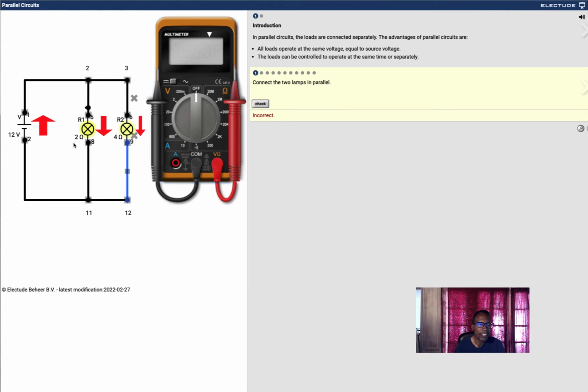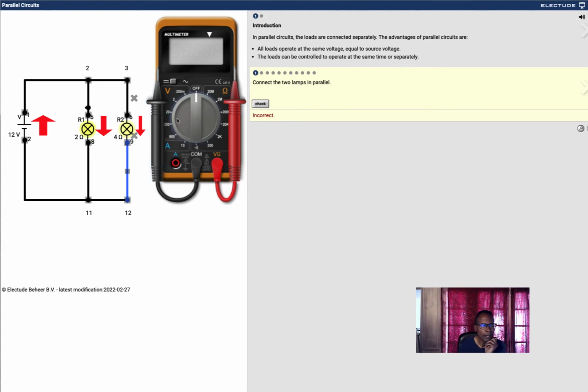This is a 2 ohm resistor. This is a 4 ohm resistor. Had current run through this one. You can see it's a large amount of current going through this one based off the resistance. And you can see this one, see how small this one is based off the resistance. But both lights are flowing. That's the advantage of a parallel circuit. One goes out, the other one still works.